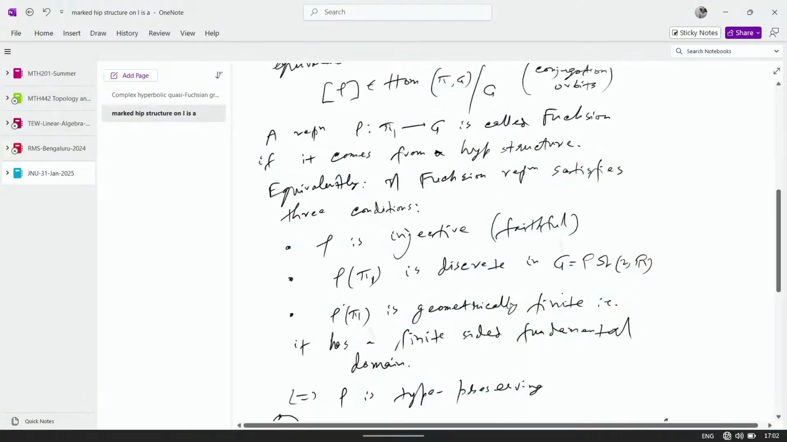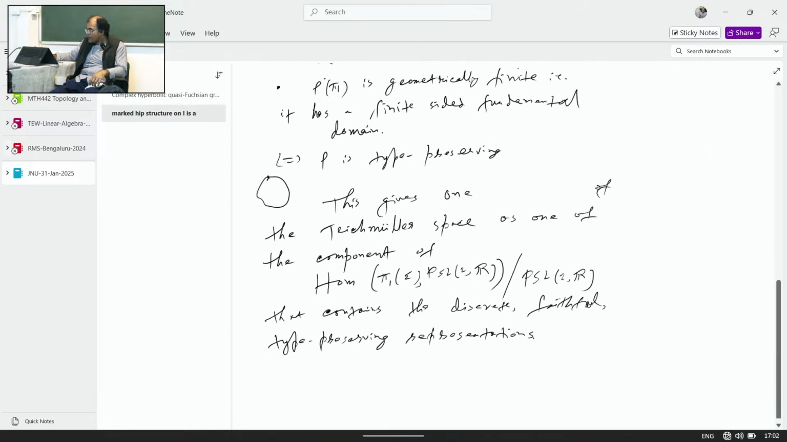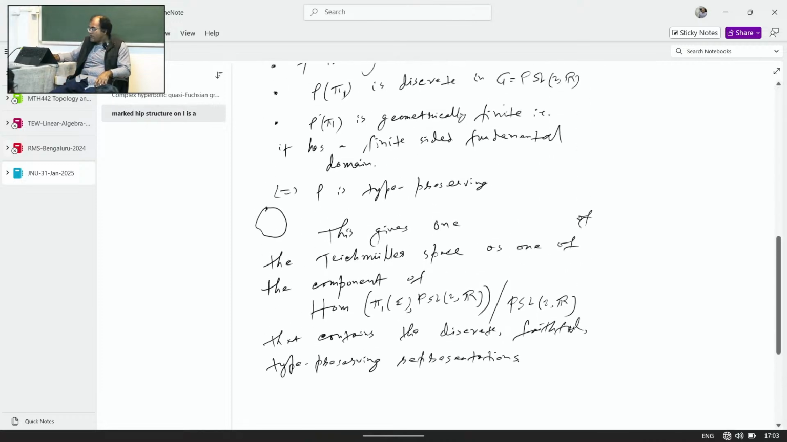Now, the correspondence between Fuchsian representations and hyperbolic structures, etc., follows from classical work of Fricke, Klein and André Weil. So yeah, Kleinian groups, yeah.